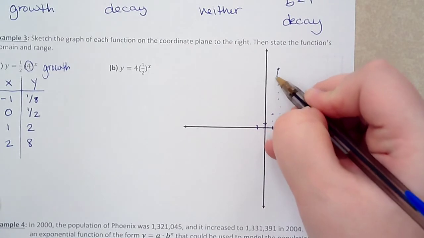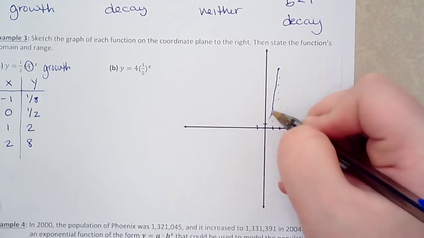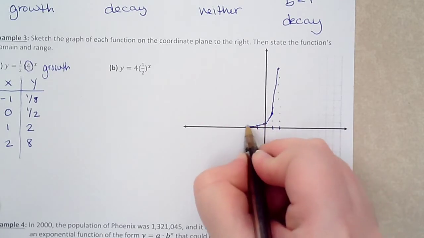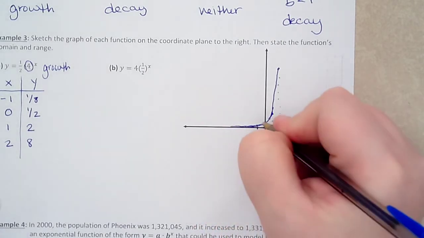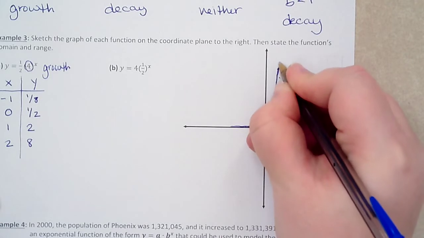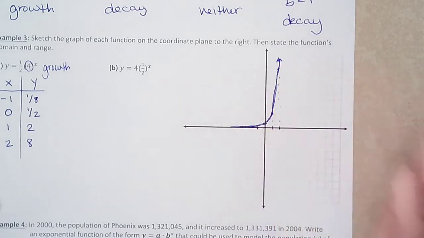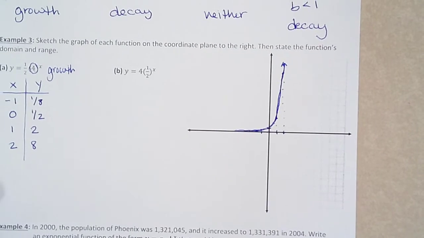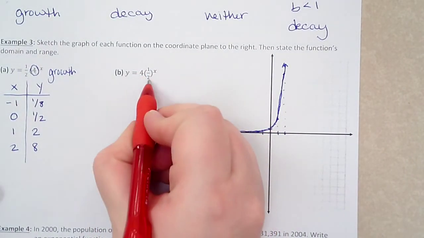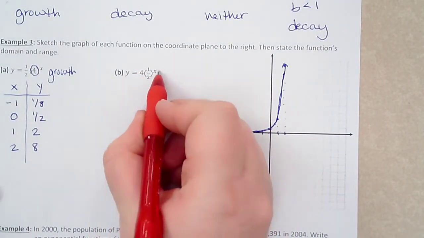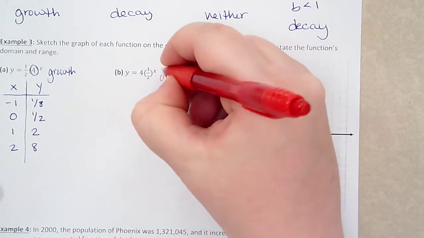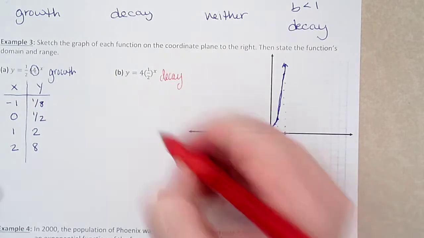But essentially what you're going to see when we connect these carefully is we should see something that looks like this. We should see growth in the positive direction. All right, I'm going to jump over to my other one now. This one, before I even make the table, I'm going to notice that a 1/2 in my b position means this is going to be a decaying function.